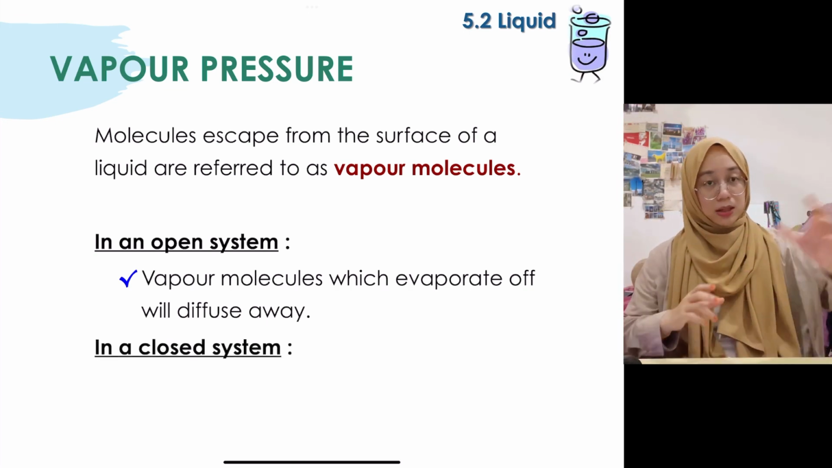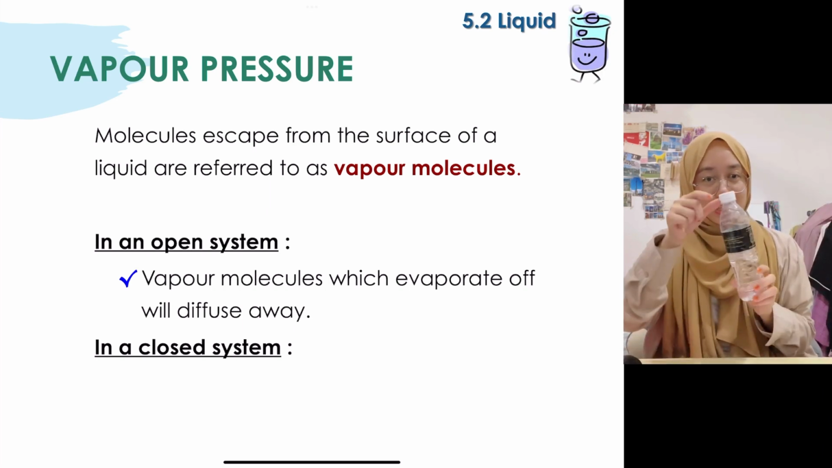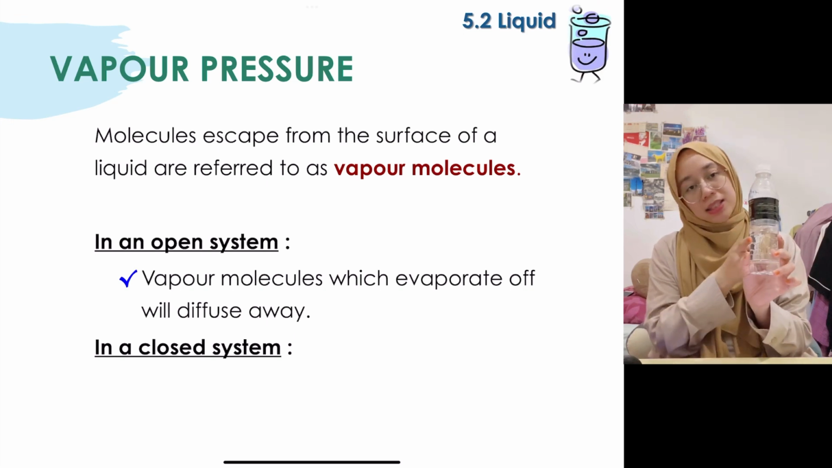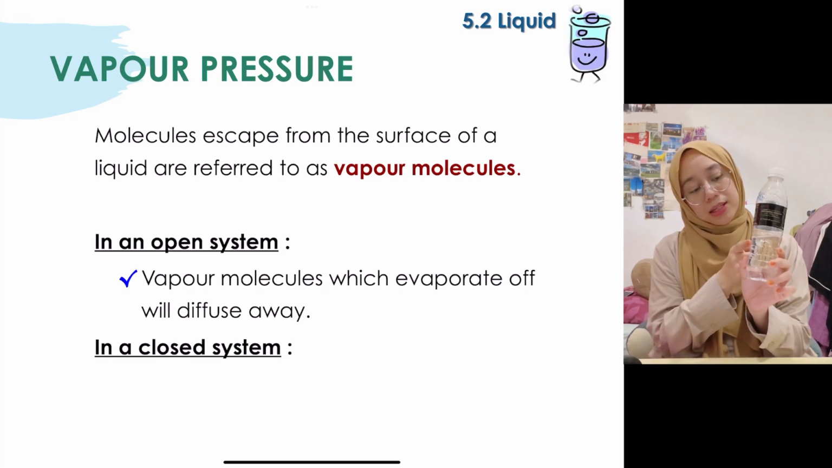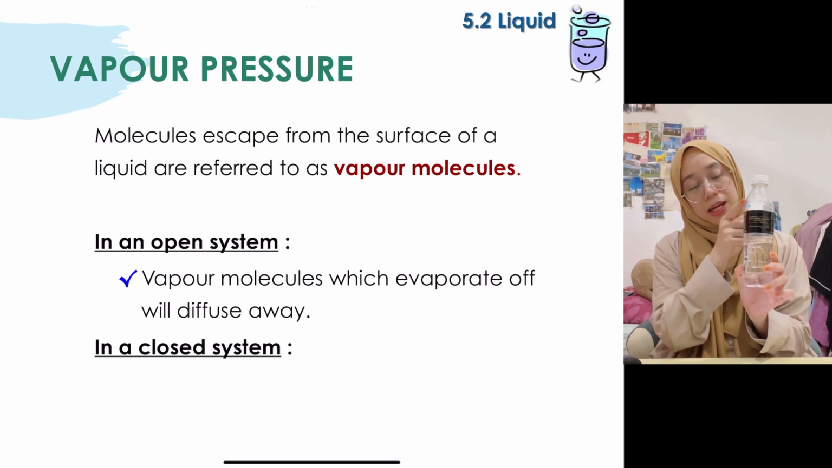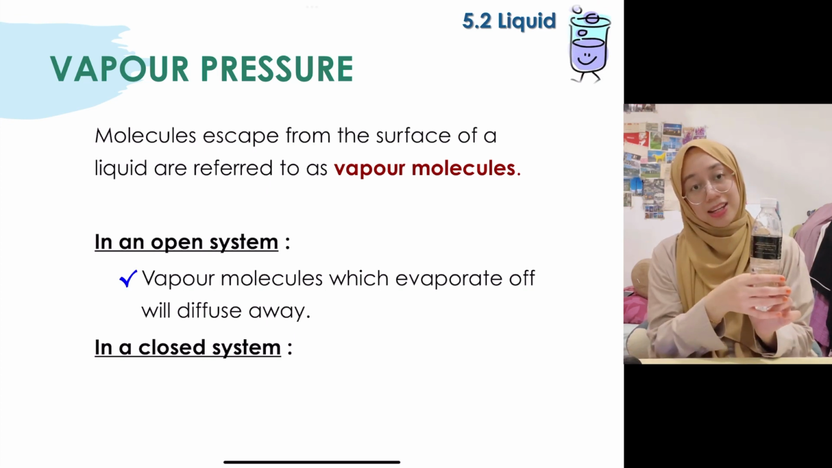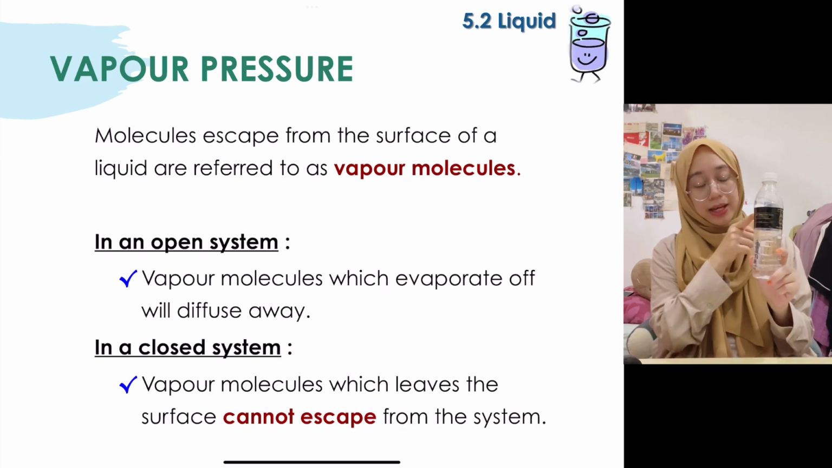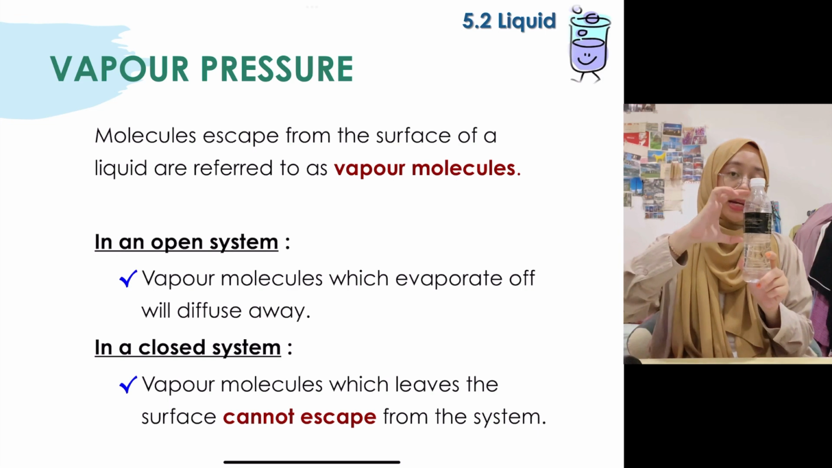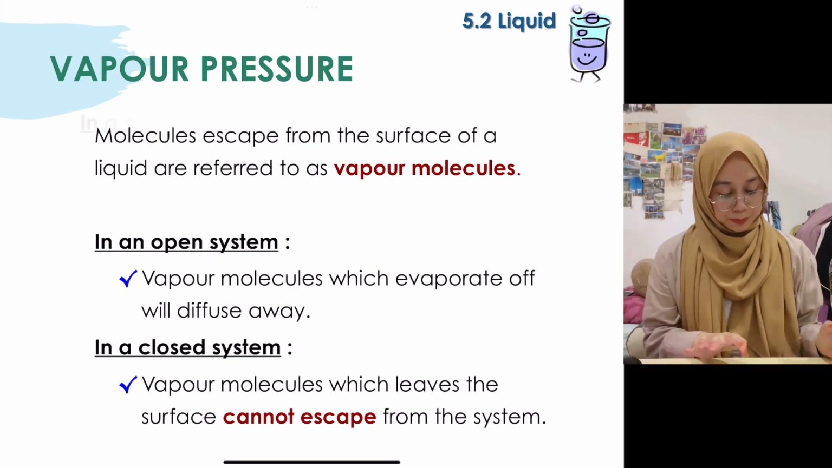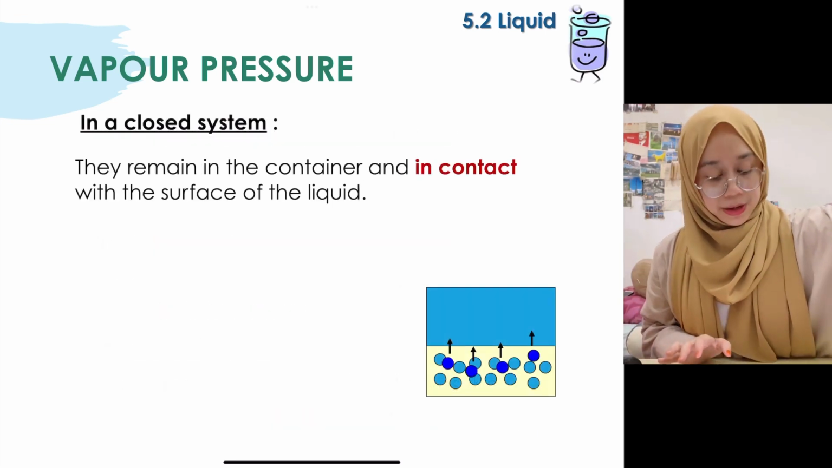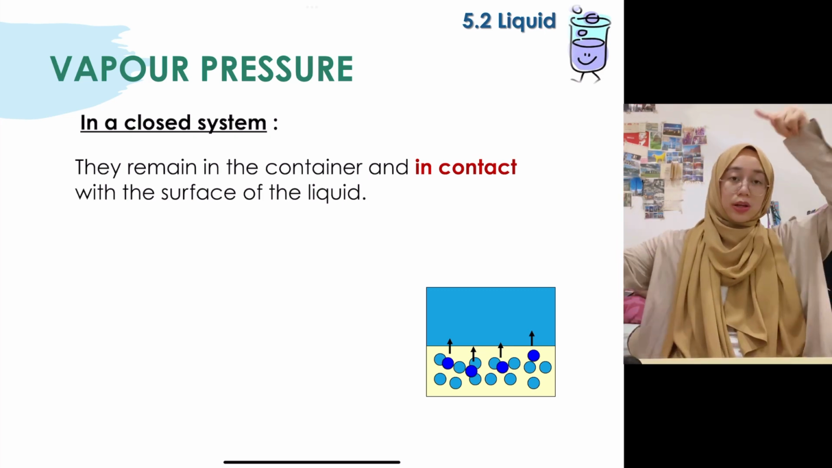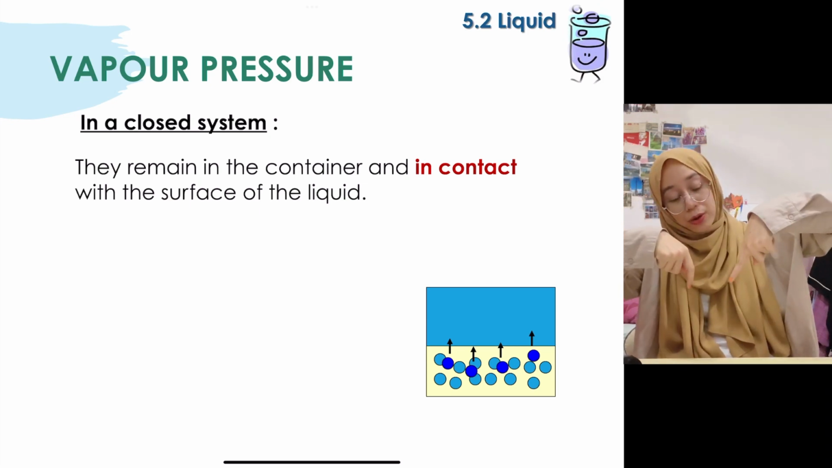Tapi if we have a closed system, again, sekali lagi, macam botol air ni, this is a closed system sebab dia tertutup. Okay, so what happen is kalau some of the liquid particles here, dia convert jadi vapor molecule pun, they are still trapped inside the container. Okay, so the vapor molecules leave the surface, tapi they cannot escape from the system lah. Dia orang cuma ada dekat bahagian atas ni sahaja. So in a closed system, they remain in the container and in contact with the surface of liquids, but they keep on colliding with the wall of container and with one another at the same time, sometimes with the water surface.